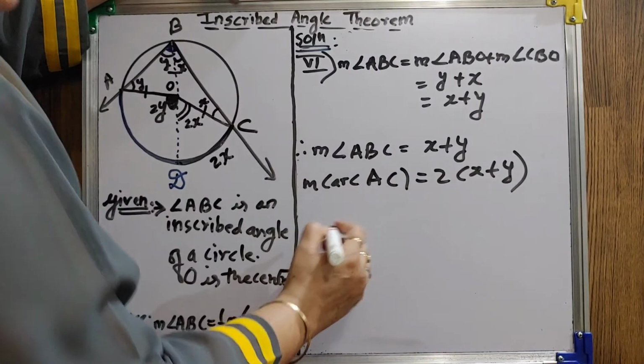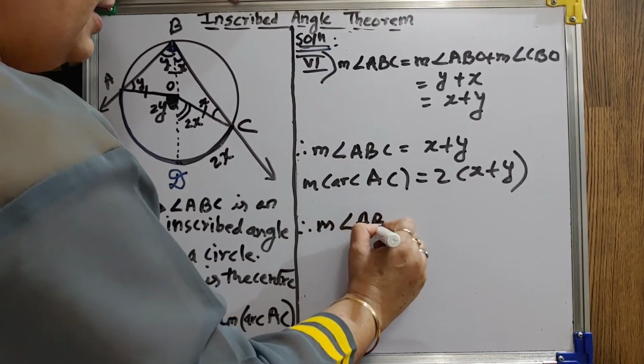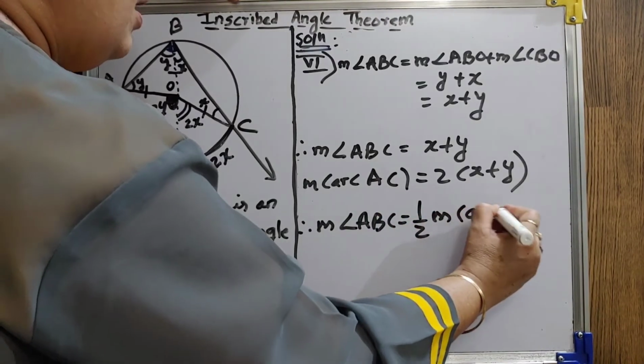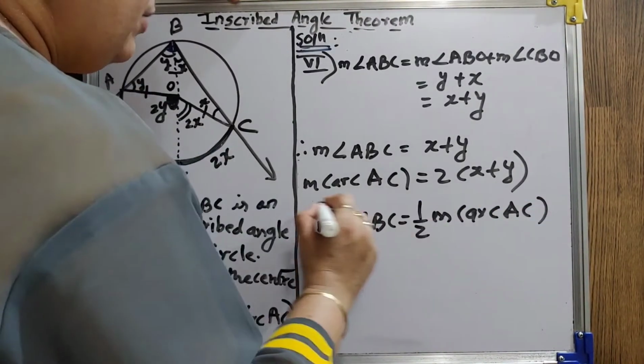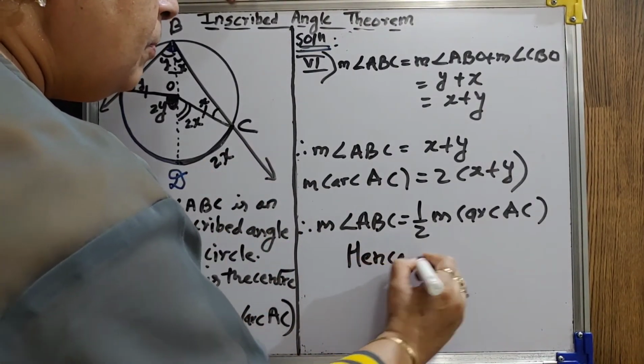It means the arc is double. Therefore, the measure of angle ABC will be half the measure of arc AC. That only we had to prove. Hence, proved.